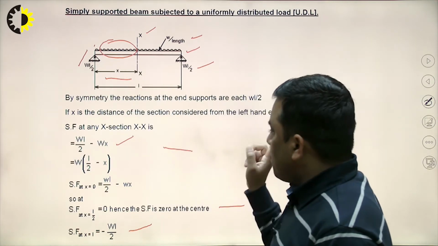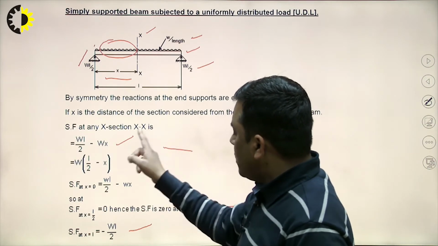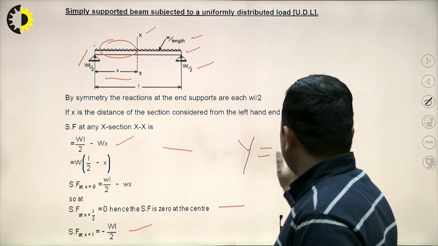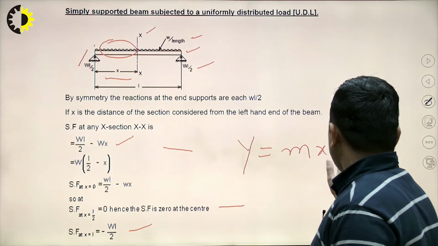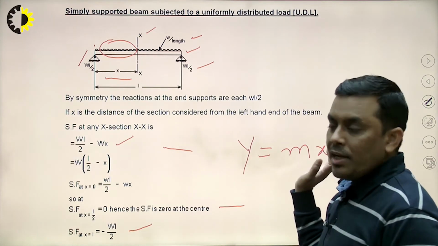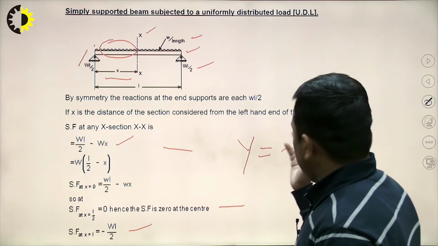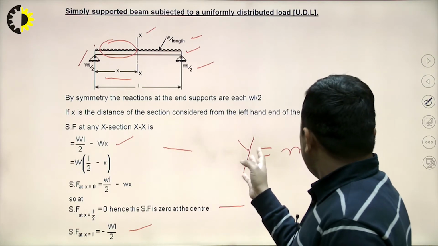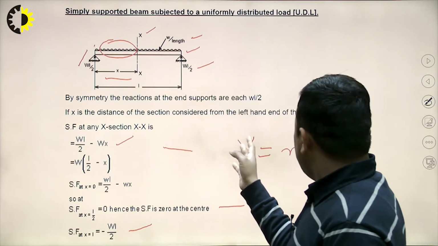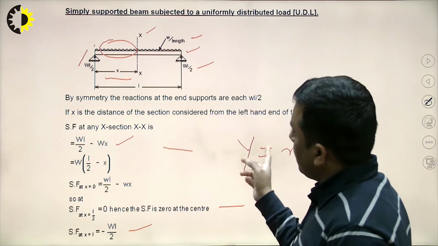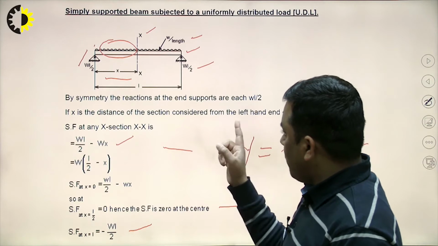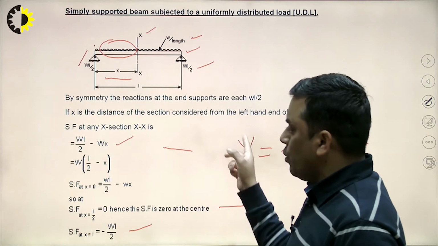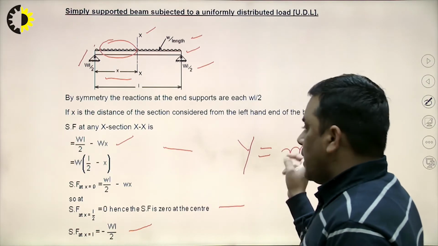Another important thing we can observe is that the type of equation is y equal to mx plus c. It is an inclined line equation. So when we draw the shear force diagram for this particular beam and loading condition, it will be an inclined line. As we discussed in the last video, whenever a portion of a beam is subjected to uniformly distributed load, the shear force diagram will be an inclined line.